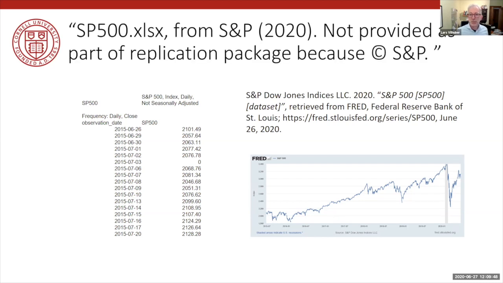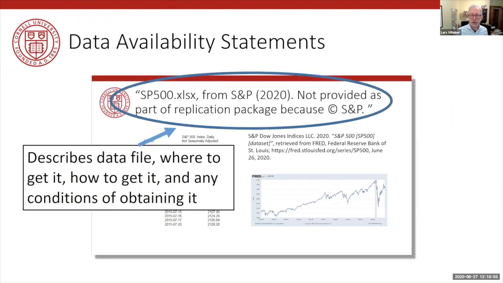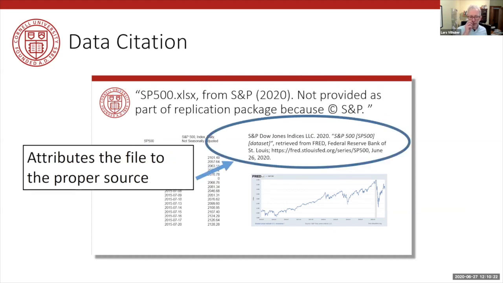But you're not going to be providing me with that data if you actually read the fine print, because as it turns out, even though it's on the website where I can download it and you can download it, I can't give it to you because it's copyrighted by Standard & Poor's. Okay, so these are data availability statements that one would expect to see. It describes the data file, where to get it, how to get it, which is in the URL, and any conditions of obtaining it. In this case, because it's copyright, I can't give it to you, but you can get it yourself. Okay, and the data citation itself.